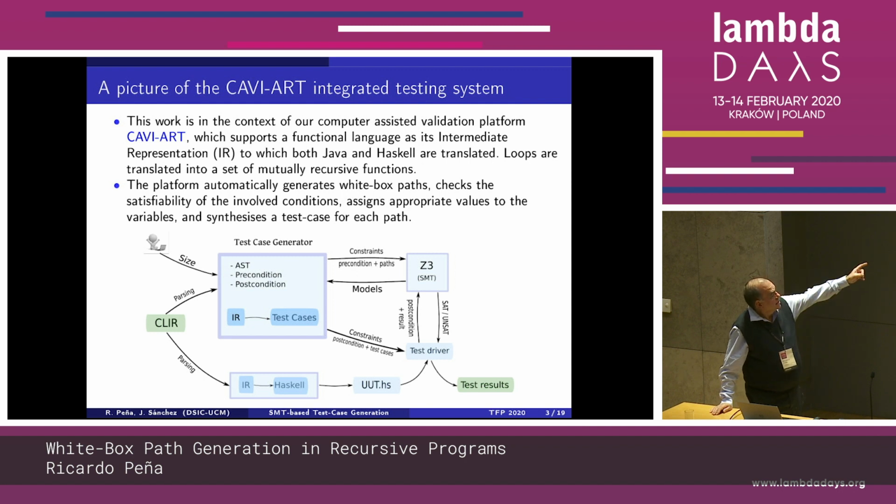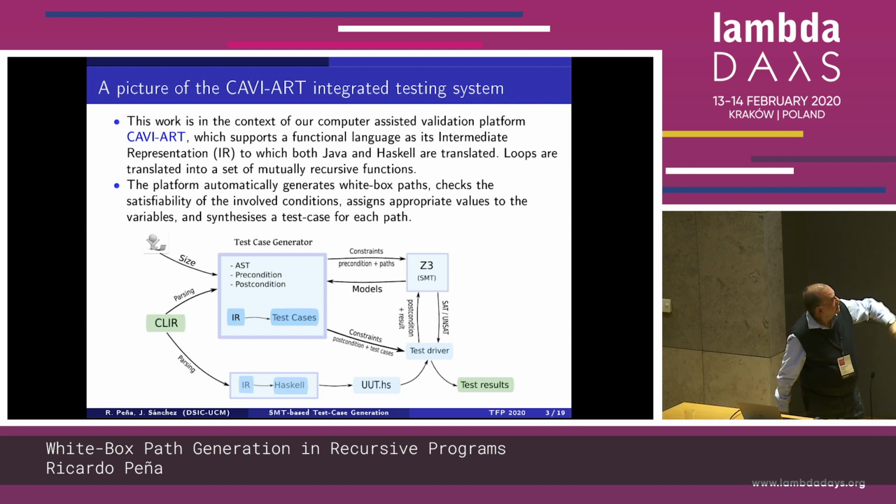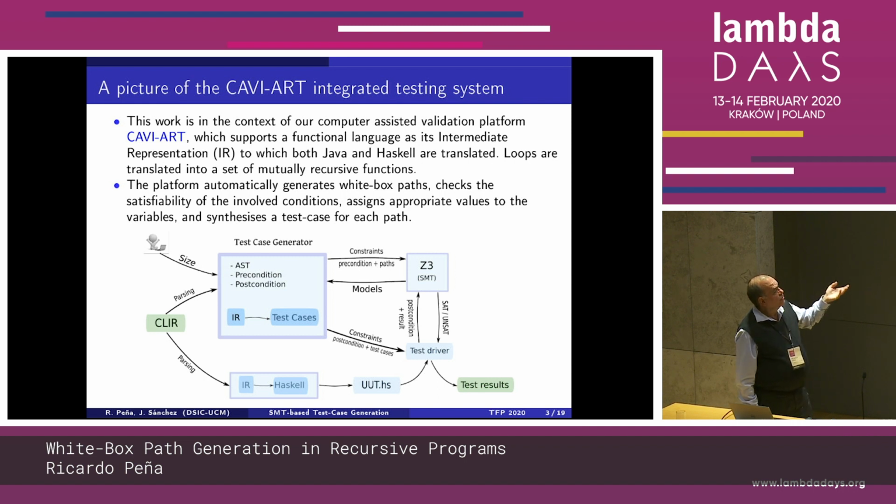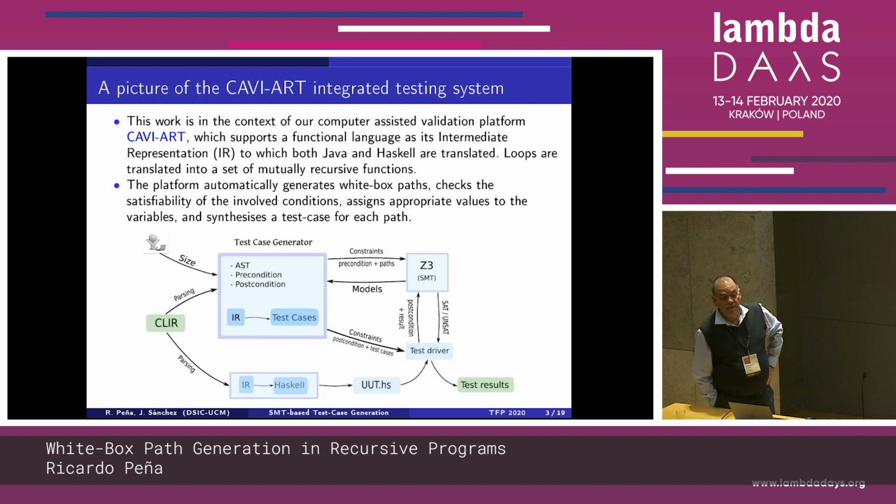These test cases are executed in this right corner by the test driver, and the representation is converted into Haskell in order to execute it, and then the test driver executes the unit, gets the result and checks the postcondition, gives the result to the SMT solver, and the SMT solver tells you if the test is correct or not, is valid or not.